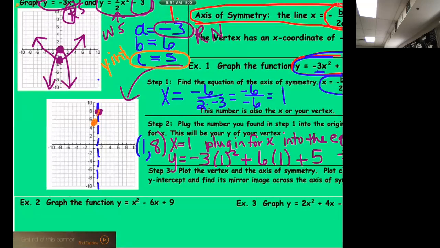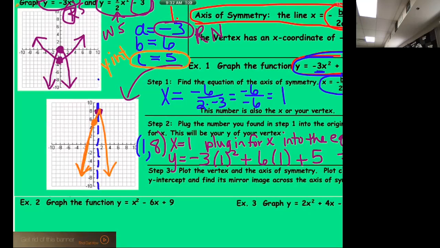So from my vertex, I'm going to do this. Remember that axis of symmetry? What does that axis of symmetry do? It's the exact same on the other side. So if I have this from my vertex, and I have this on the other side, and that's my graph. Does that make sense? Yeah.